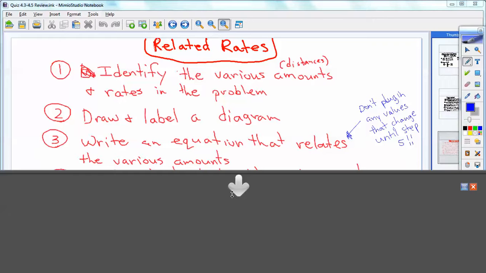Now, I put a little side note there. I said don't plug any values that change in until later. So in that one, when we wrote our equation, we could plug that 6 in right away because the ladder, the hypotenuse, was not changing.